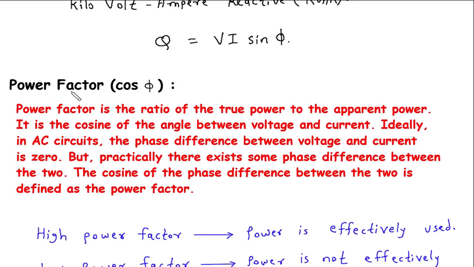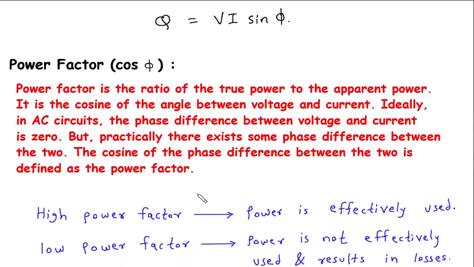Power factor. Power factor is cos phi. Power factor is the ratio of the true power to the apparent power. It is the cosine of the angle between voltage and current. Ideally in AC circuits, the phase difference between voltage and current is 0. But practically there exists some phase difference between the two. The cosine of the phase difference between the two is defined as the power factor.